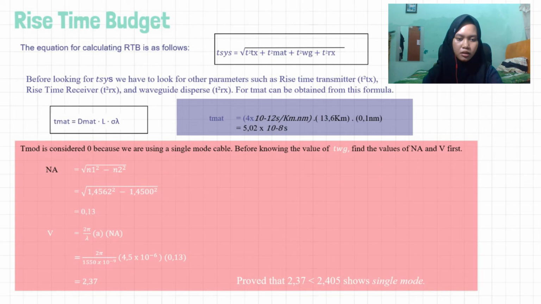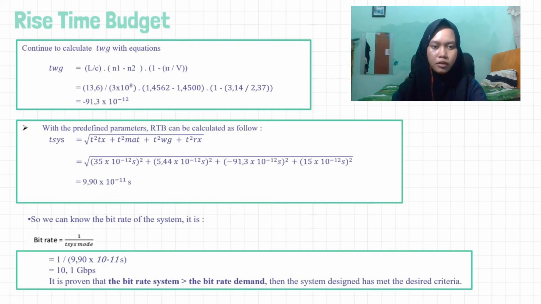Next we are going to calculate the numerical aperture. We got 0.13, and for the V parameter we got 2.37. This value of the V parameter proves that we are using single mode because it is less than 2.405. Next we are going to calculate the TWG. Here we got the value minus 91.3 times 10 to the power of minus 12. After that we can calculate the rise time budget with the previous formula, and we got 9.9 times 10 to the power of minus 11 seconds.